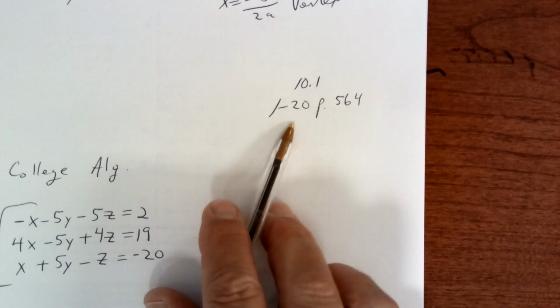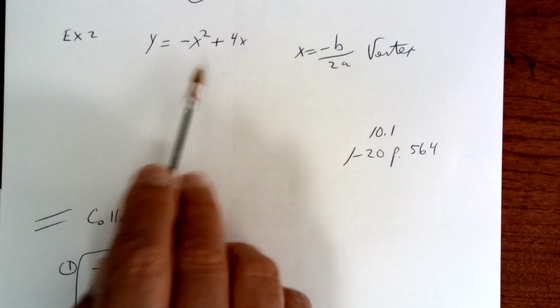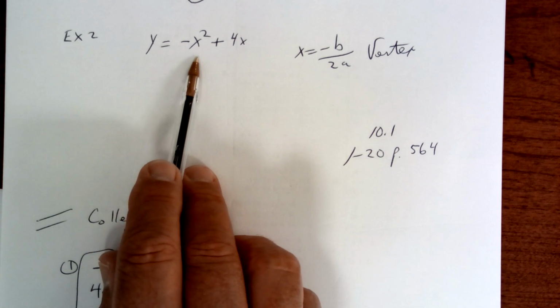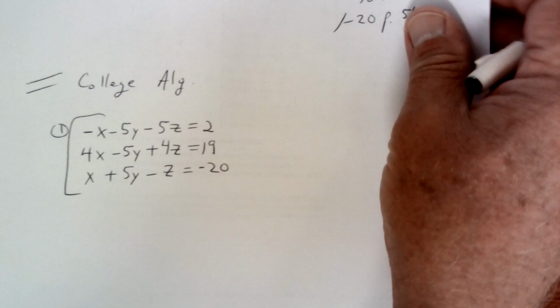Okay, today's work is right here. Copy that down. We're not going to go into the parabolas today. This is called a parabola. Well, let's talk about college algebra. Copy that one down.